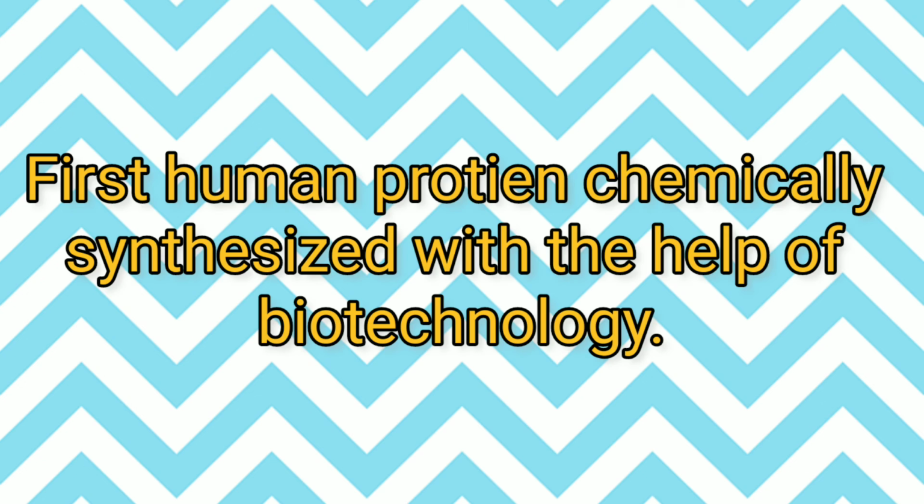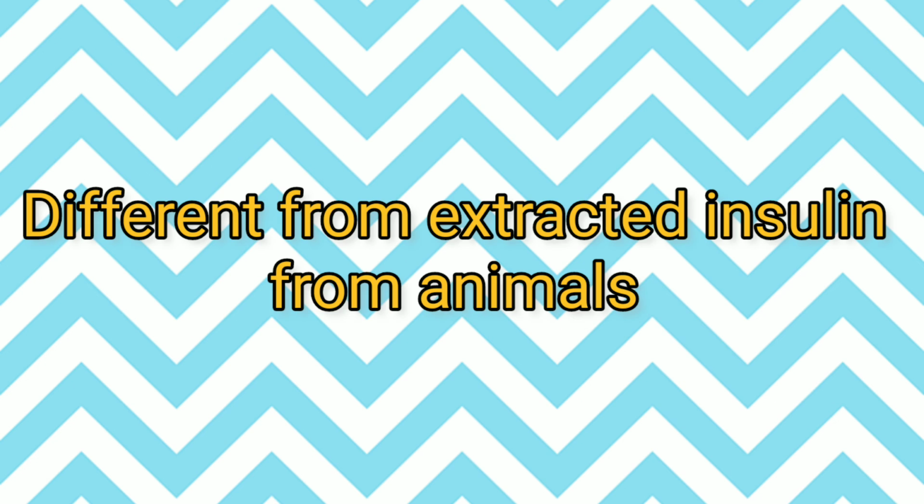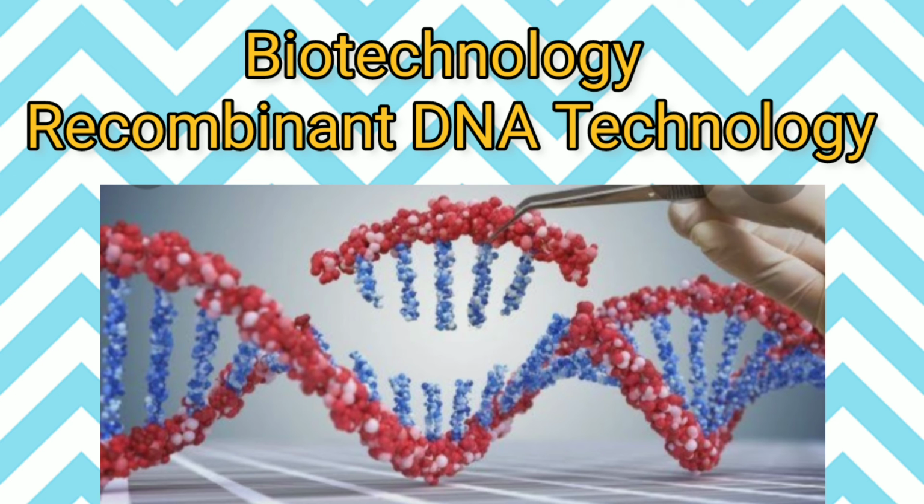Reaching 1963, insulin became the first human protein to be chemically synthesized. Then in 1982 synthetic insulin was renamed human insulin, marking it as distinct from insulin derived from animals. Synthetic human insulin has the advantage of being less likely to cause allergic reactions than animal insulin. So at the end of the 1990s, biotechnology and recombinant DNA technology took diabetes treatment and insulin manufacturing to the next level.